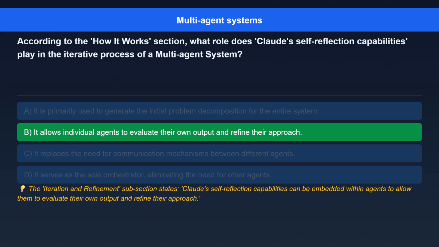The correct answer is, quote, it allows individual agents to evaluate their own output and refine their approach. Here's the explanation. The Iteration and Refinement subsection states, Claude's self-reflection capabilities can be embedded within agents to allow them to evaluate their own output and refine their approach.